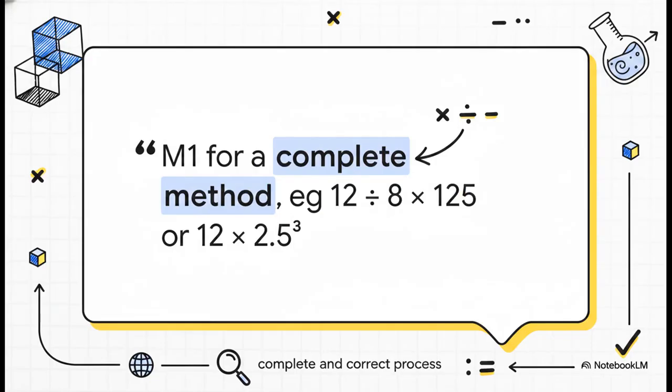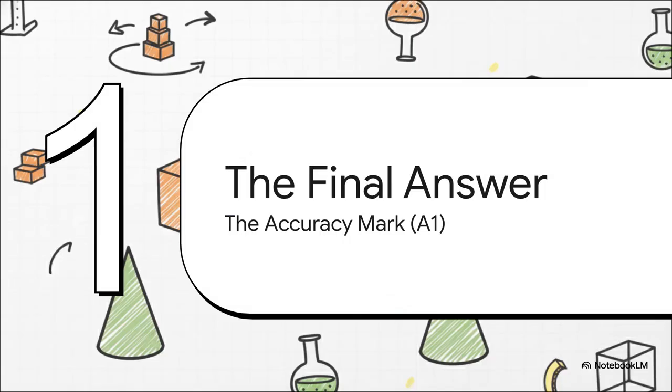And again, let's look at the mark scheme because it tells us everything. It shows you have options for getting that second M1. You could write 12 times 2.5 cubed, or you could write 12 divided by 8, then times 125. See, it doesn't have to look one specific way. As long as your method is complete and correct, you get the mark. Okay, so we've shown our working. We've got 2 marks out of 3 in the bag. We're on the home stretch. All that's left is to actually do the calculation and get that final answer.